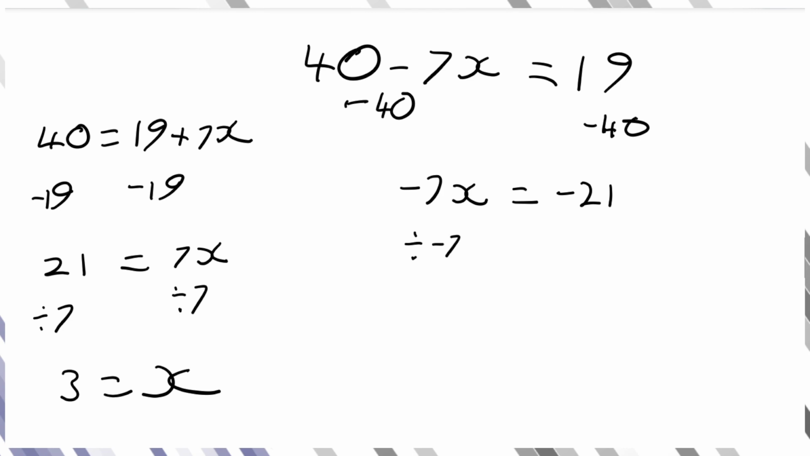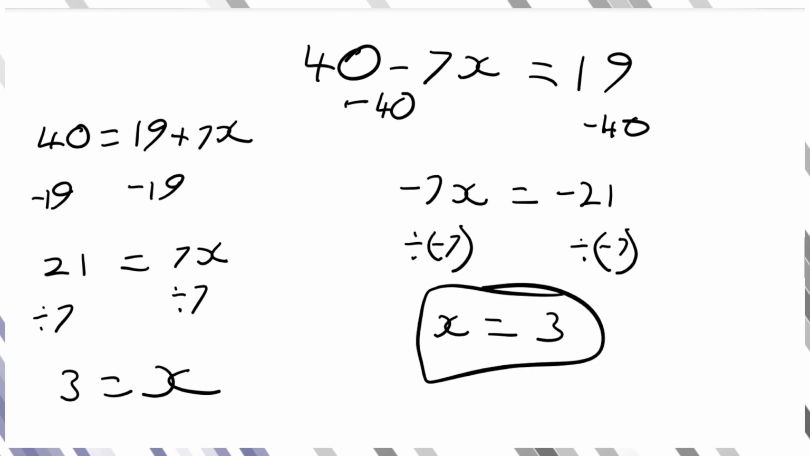We'll divide by minus 7 on both sides. So we divide the minus 7x by minus 7, that changes it to just 1x, and minus 21 divided by minus 7 is 3, and it's the exact same answer as what we had over there. 3 equals x, x equals 3, exact same thing. So that's two-step equations, except the term with the x in it is negative.